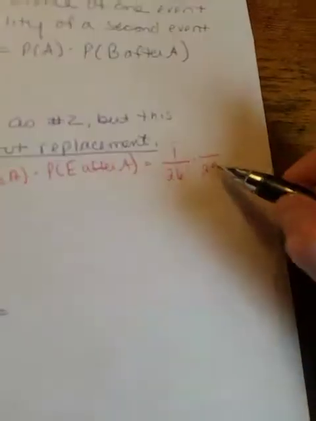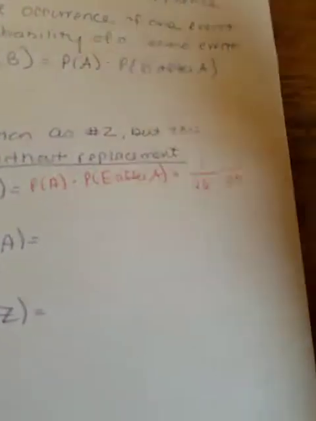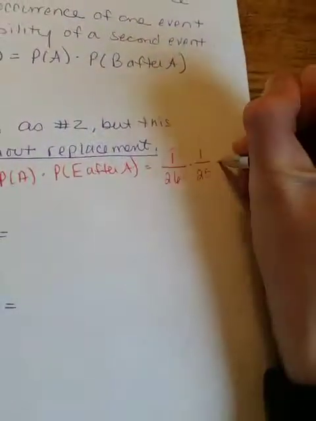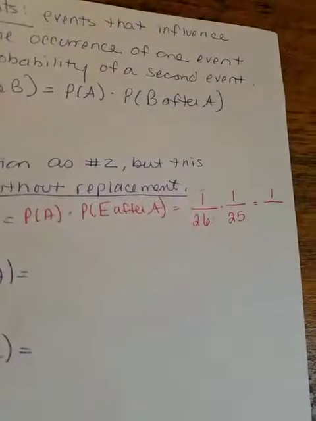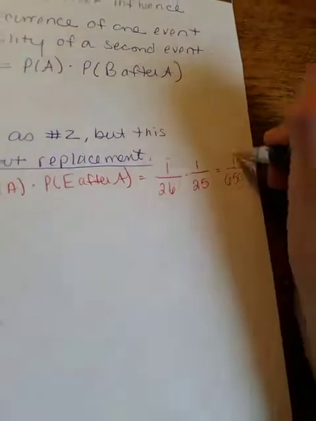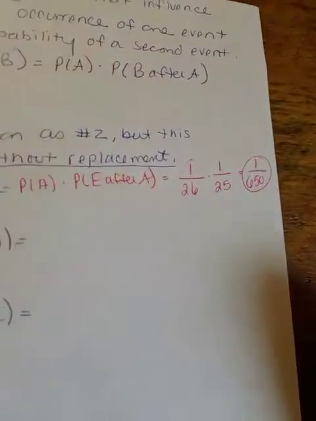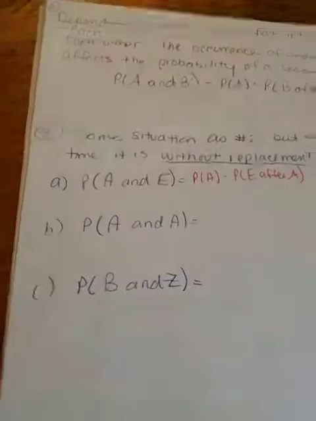Okay? So out of those 25 letters, how many are the letter E? There's still only one E. So I multiply across. 1 times 1 is 1. 25 times 26 is 650. And that's your answer. Okay, you might think all of these are going to be the same, but they will be a little different. So now, these are the same questions, if you notice, I'm just doing them without replacement.